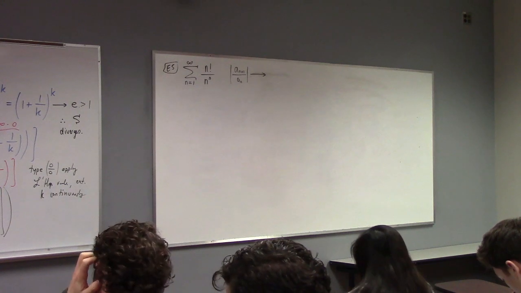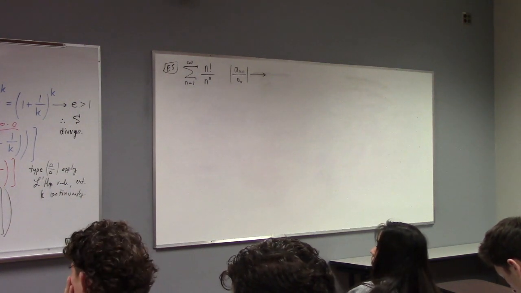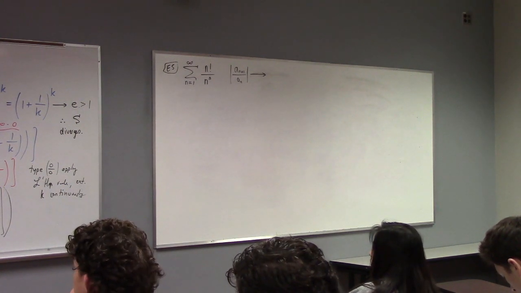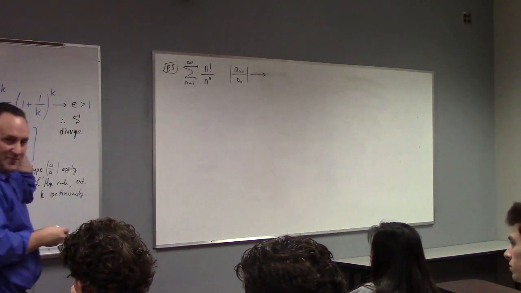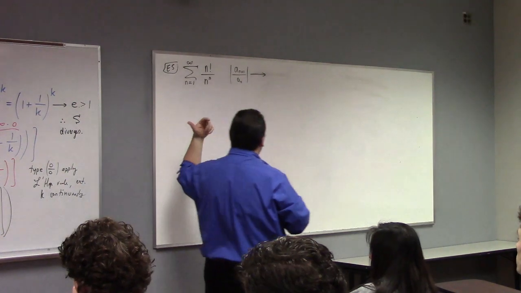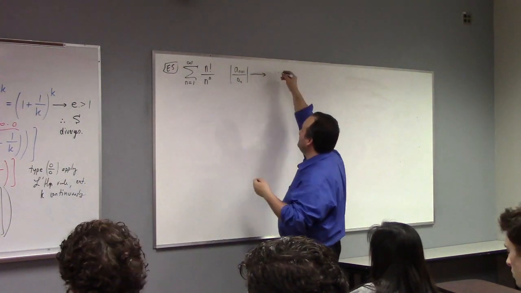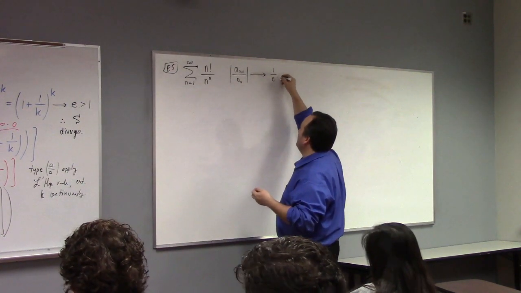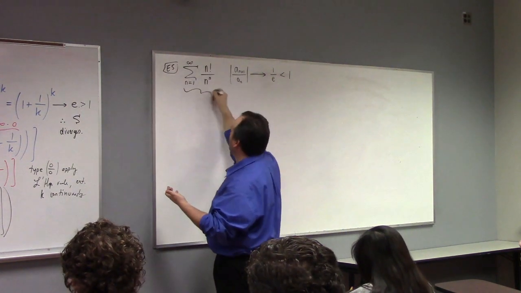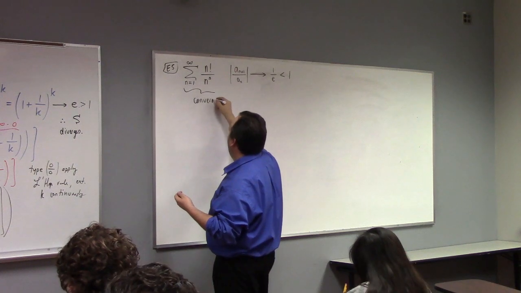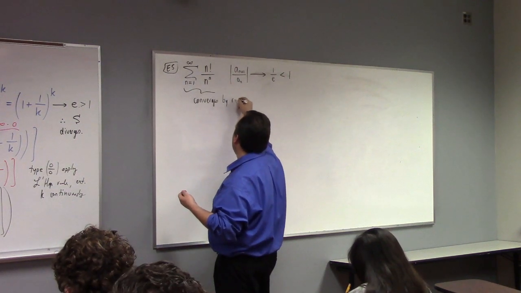How is this related to my last example? I changed the letter. Can you not see it? This is the term-by-term reciprocal of the previous series, right? So by the same mathematics we just did, this will go to 1 over e, which of course is less than 1. So therefore, it converges by ratio test.